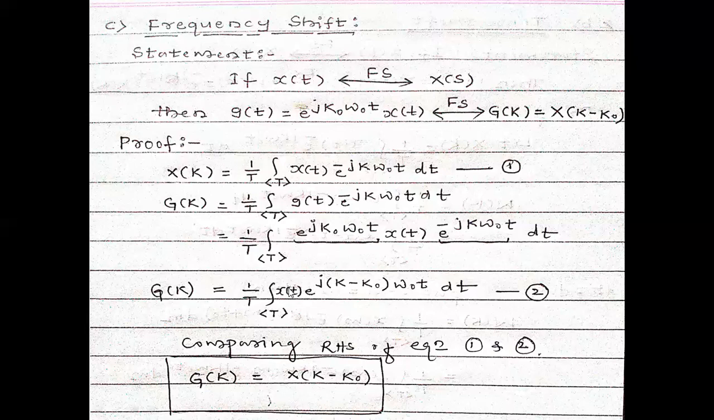So I will write x of t as it is, and here we get two exponential signals with different polarity, right? One is plus and another one is minus. So let me take something common from both these exponential terms: e raised to j omega naught is common, and here you can write k minus k naught, right? So by comparing the RHS of equation number 1 and equation number 2, you can write G of k is equal to X of k minus k naught.